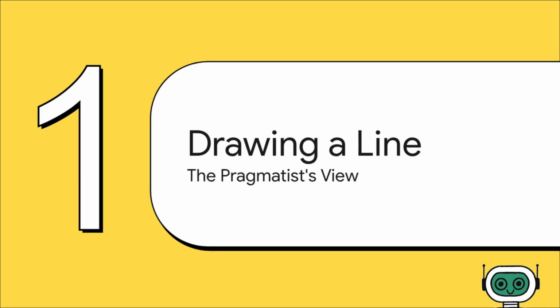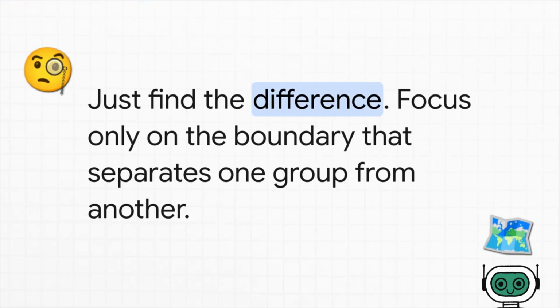Okay, let's start with the first philosophy. We'll call this one the pragmatist's approach. It's all about finding the most direct solution to our cat versus dog problem. The pragmatist doesn't really care about what makes a cat a cat. It just asks, what's the bare minimum I need to know to tell it apart from a dog? Maybe it's pointy ears versus floppy ears, or whiskers versus no whiskers. It's just looking for that one clear dividing line.